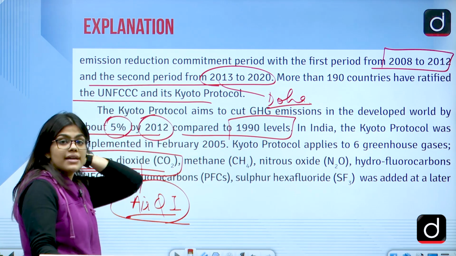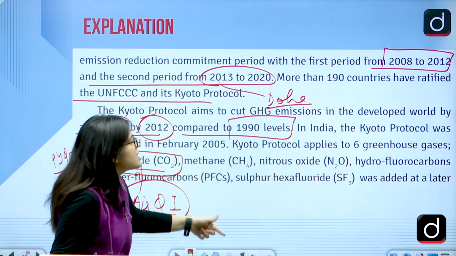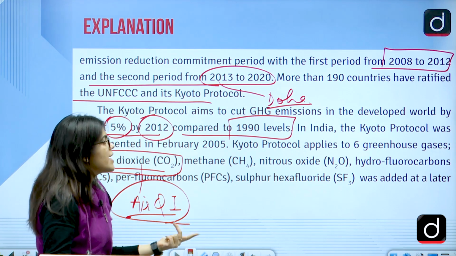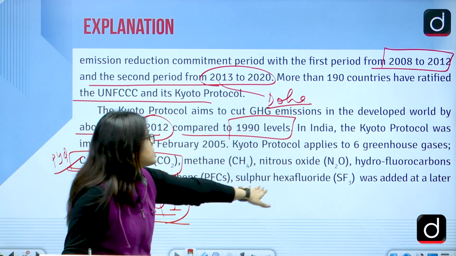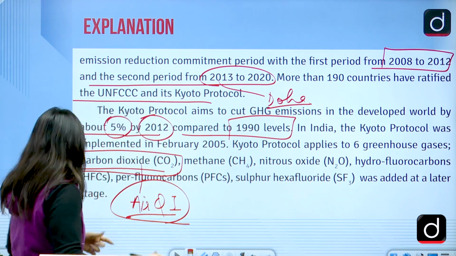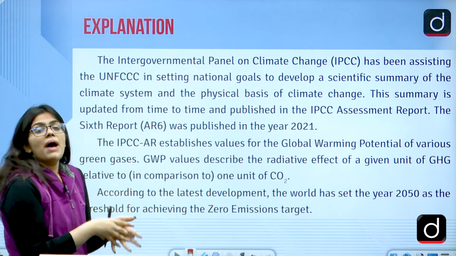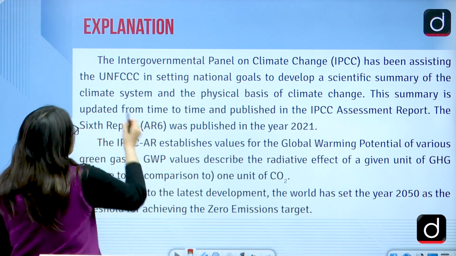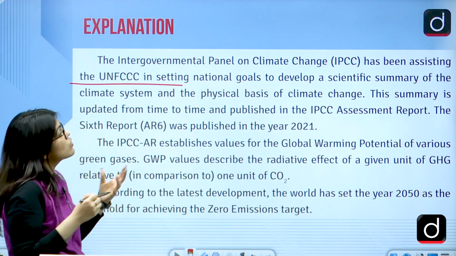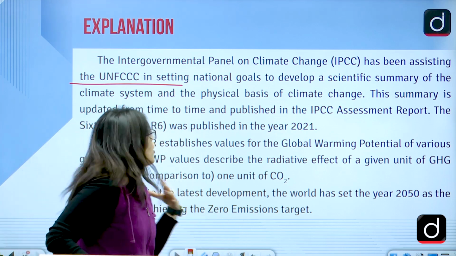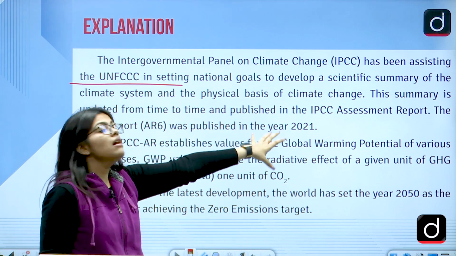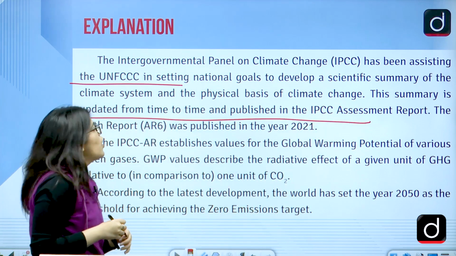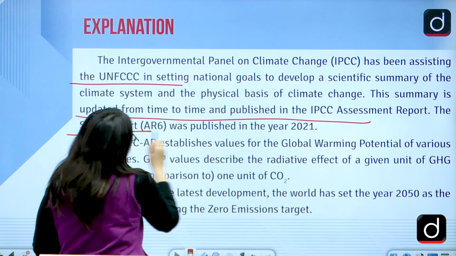Then you have methane, that is CH4. Then you have nitrous oxide. Then you have the hydrofluorocarbons, you have the perfluorocarbons, you have sulfur hexafluoride, and later of course sulfur hexafluoride was added at this stage, right? So the Intergovernmental Panel on Climate Change, that is the IPCC, has assisted, as the UNFCCC is setting these national goals, and this gives a summary for us that basically we have to protect the climate. So this summary was later adapted and the report was published, and the sixth report came in 2021.